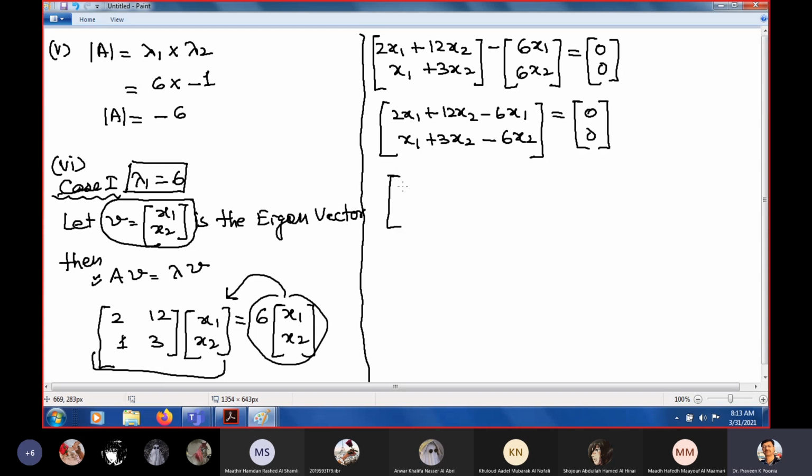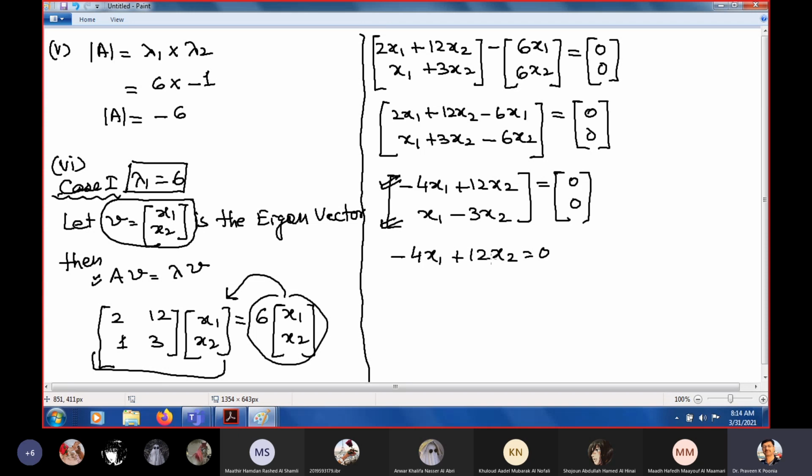If you simplify this, you will get 2x1 minus 6x1, which is minus 4x1 plus 12x2. And here x1, 3 minus 6, it is minus 3x2. Dear friends, whether you solve this equation or that equation, you will get the same answer. There is no difference in the answer. So solve any one. Let us take the first equation, minus 4x1 plus 12x2 is equal to 0.